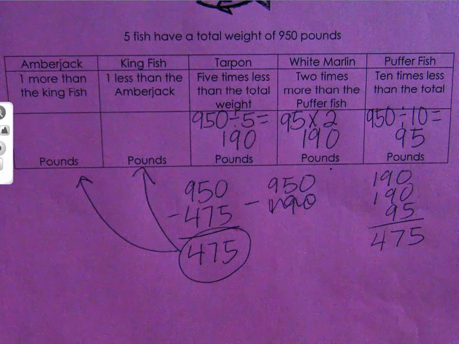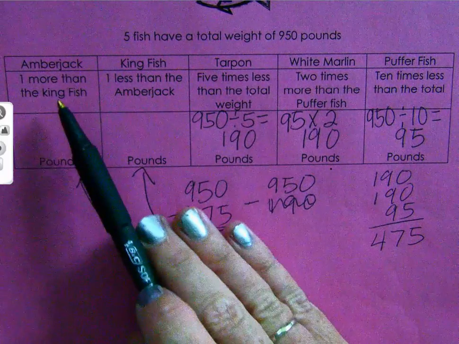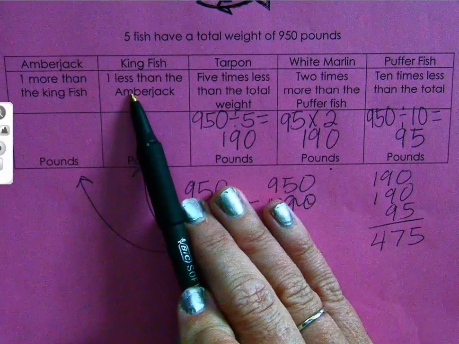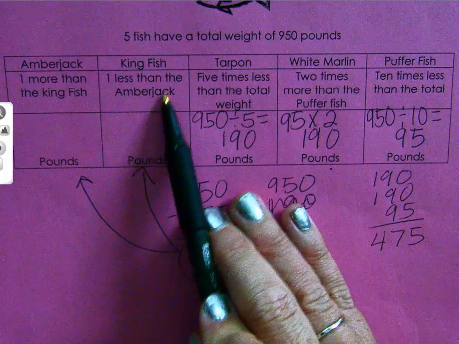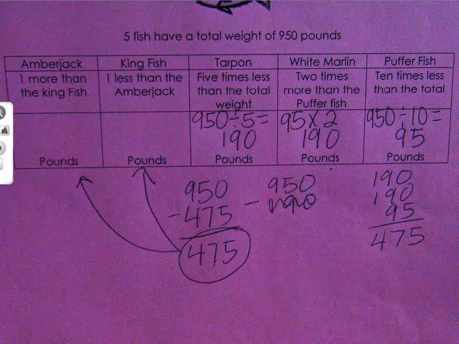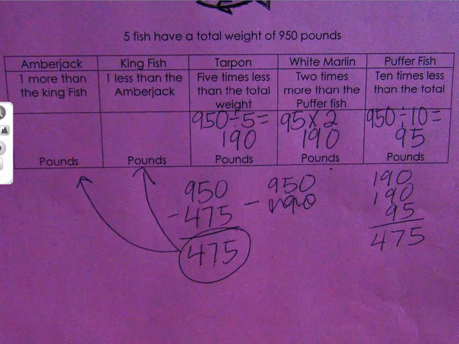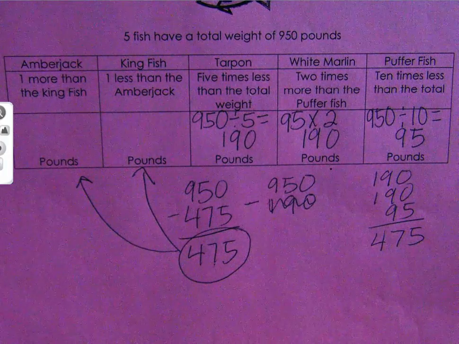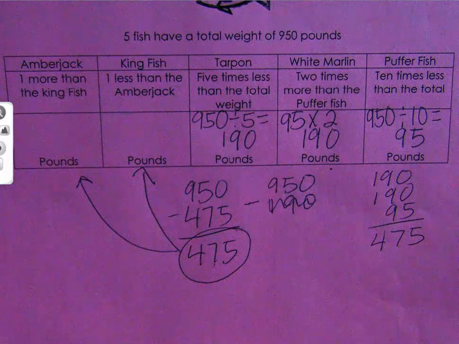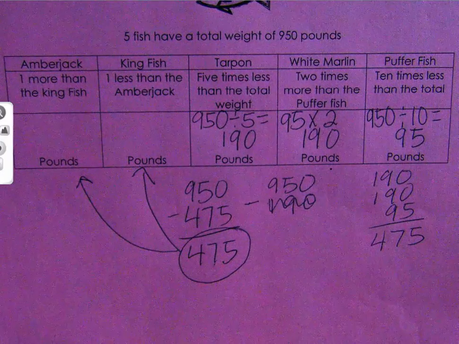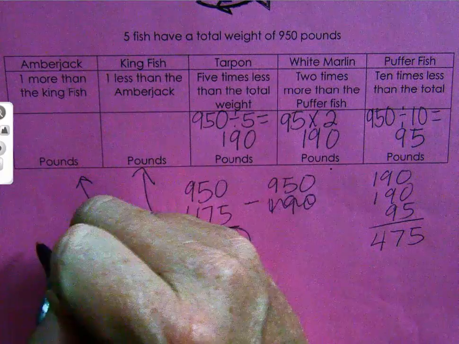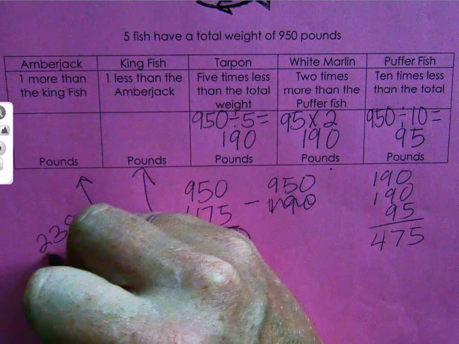Okay, so my clue is the amberjack weighs 1 more pound than the kingfish, and the kingfish weighs 1 less pound. So this is kind of distributing this 475 between these 2 fish. So what I would do first would be to split it in half, and it would be somewhere around 230, so kind of guess and check.